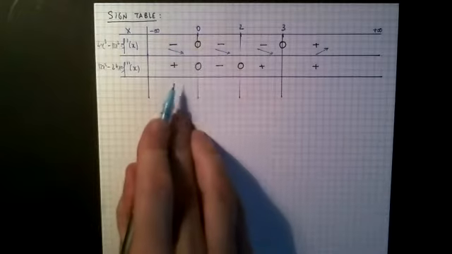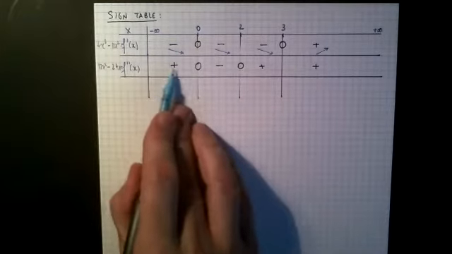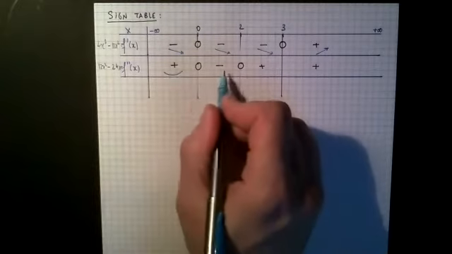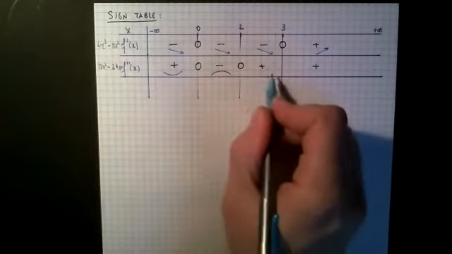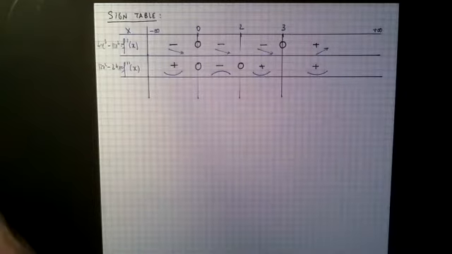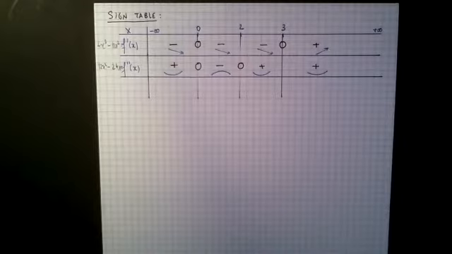Okay, so like we said, positive second derivative means it's concave up. Negative here, concave down, positive here, concave up, concave up. Okay, no questions?